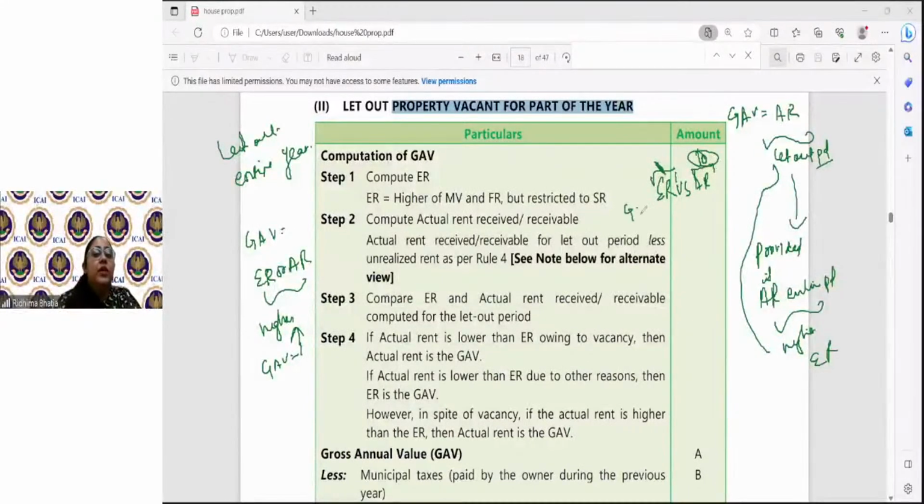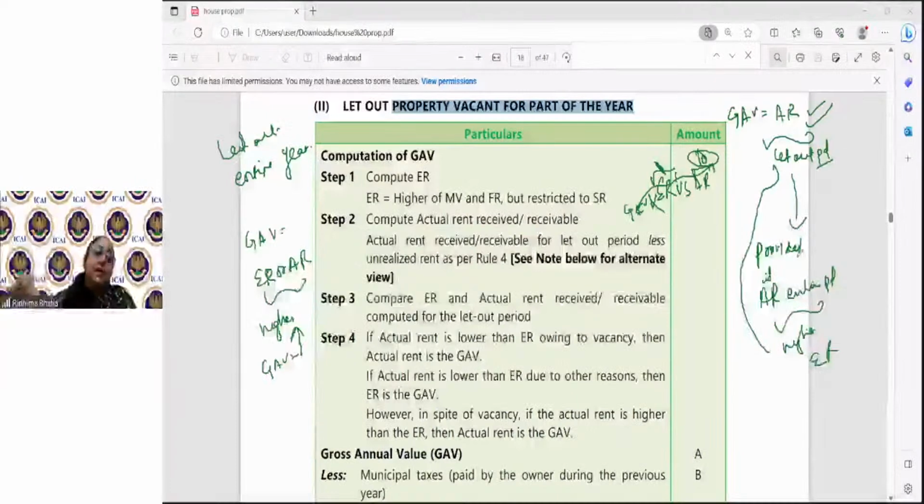तो मैं GAV को ER नहीं मान सकती. I cannot take my GAV as expected rent because vacancy की वजह से only the actual rent is lower. Otherwise full year का होता तो actual rent would have been the gross annual value. Correct? So इसलिए in such situations you can take actual rent of let out period as your gross annual value. अगर for the entire year लेती तब actual rent higher आता, तभी in this case GAV for the let out period को ही actual rent होगा. Why? Because genuine case है.